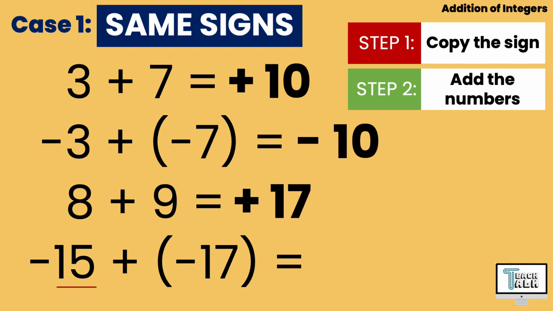Negative. Ano ang sign ni 17? Also negative. Since we have same signs, ano ang first step? Copy the sign. Ano ang signs nilang dalawa? Negative. Therefore, the answer is also negative.